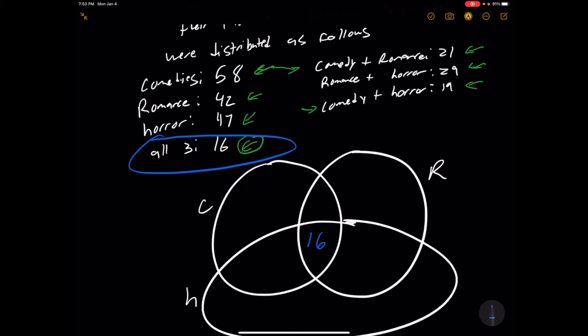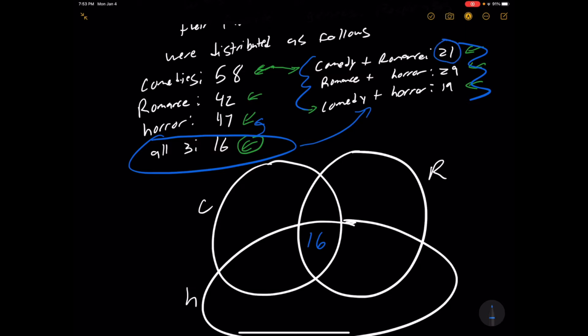Then we move to our less heavy-weighted problems, so we wouldn't go to here because just horror is not as heavily weighted as comedy and horror. So we'll work on these 3 next. And I'll start with comedy and romance.